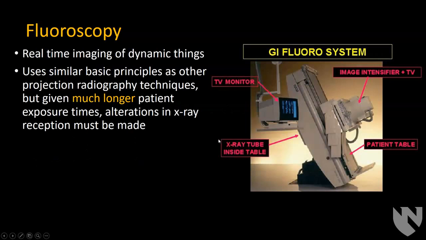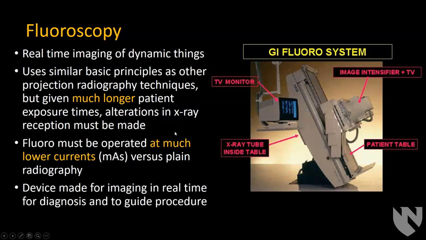So fluoroscopy is the real-time imaging with X-ray of dynamic things. Because it uses X-rays, the basic principles are pretty much the same as projection radiography, but because you're imaging things in real time and dynamic things, the exposure times are going to be much longer, and so you have to make changes in the X-ray receptor and how much dose you're giving.